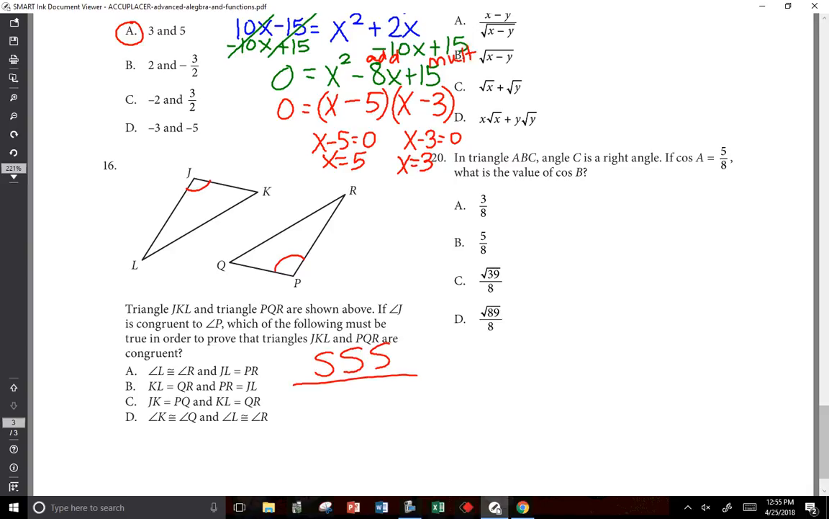Okay, let's look at B: KL with QR, and then PR with JL. That's the bad word. Do y'all see the donkey? Yeah. That's the donkey. Don't do it. Do y'all see how that's the donkey, though? Okay, I feel like I've lost you guys. No, I get it. Then for C, we're going to do JK with PQ, and then KL with QR. Oh, it's another donkey going the other direction. Not good.